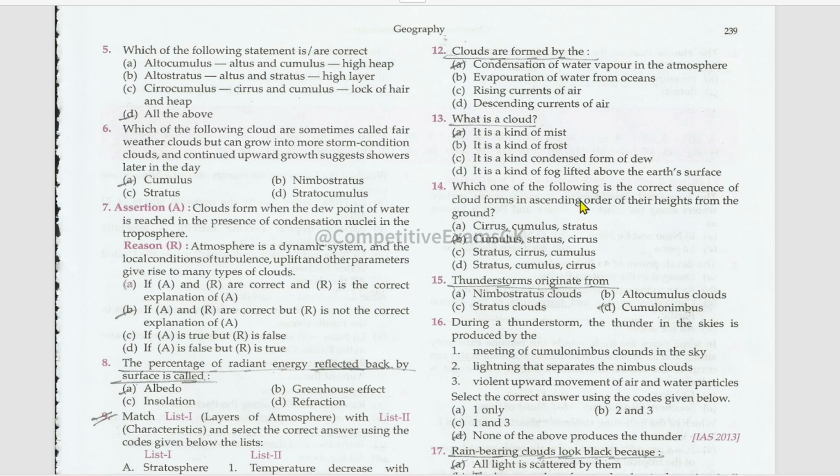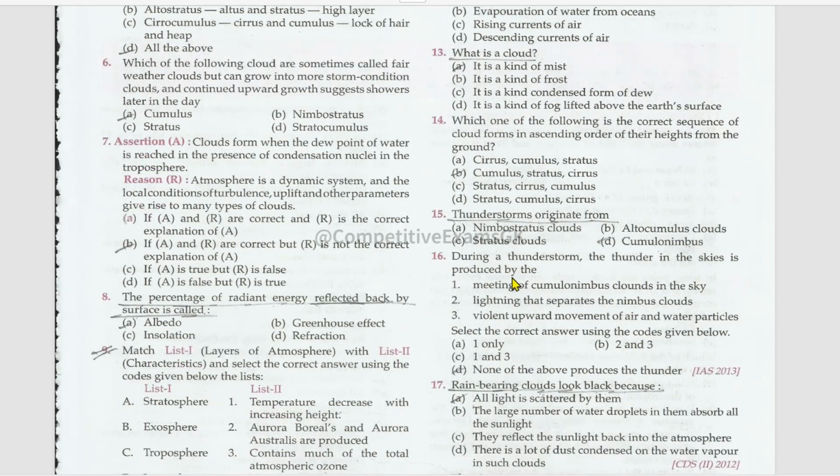Which one of the following is the correct sequence of clouds in ascending order of their heights from the ground? Those are cumulus, stratus, then cirrus. Thunderstorms originate from cumulonimbus. During a thunderstorm, the thunder in the skies is produced by the meeting of cumulonimbus clouds in the sky, no. Lightning that separates the nimbus clouds, no. Violent upward movement of the air and water particles, no. All of these are wrong statements about what produces thunder in the sky.